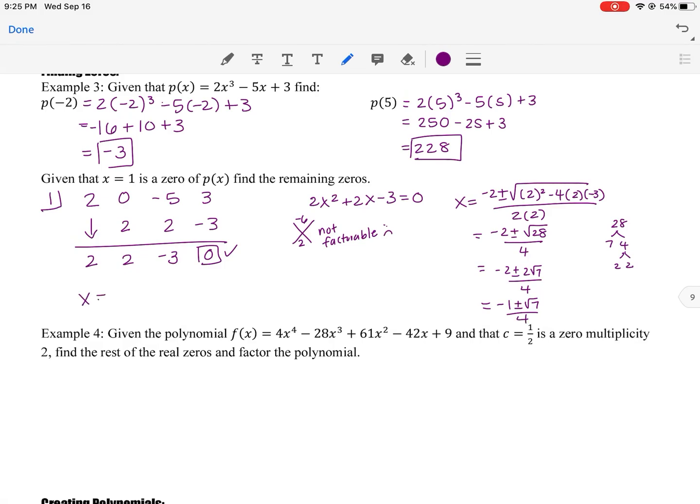So as you think about your zeros, we already knew 1 was a 0. We've got negative 1 plus the square root of 7 over 4, and you've got negative 1 minus the square root of 7 over 4.